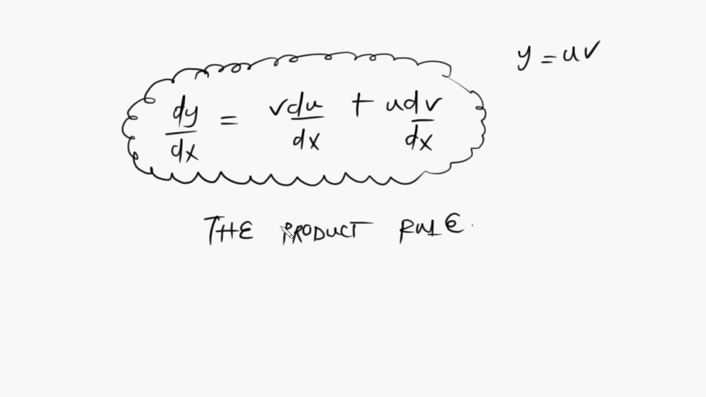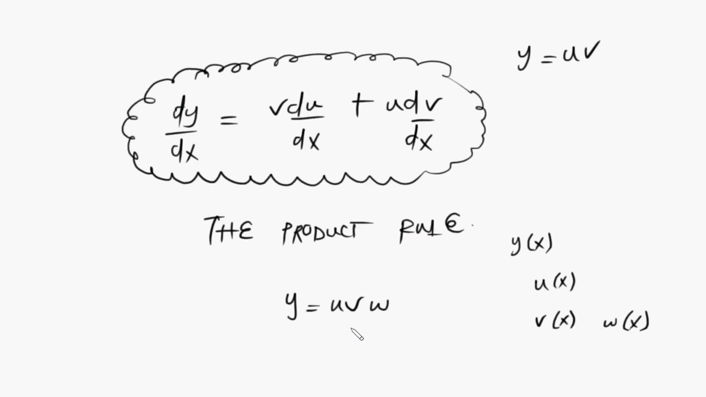Now, what if you have a product of more than two functions? Let's say y equals u v w, where y is a function of x, u is a function of x, v is a function of x, and w is a function of x. Find dy/dx. We can also use a product rule, but it changes a little. Let's derive it and you shall see what happens.